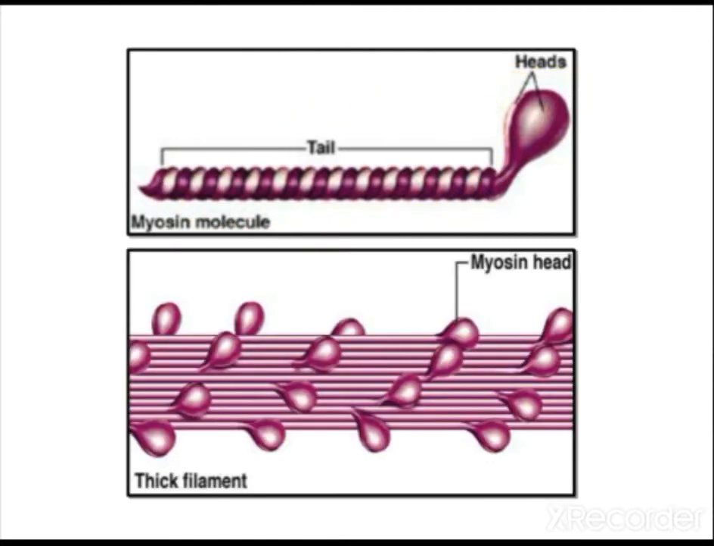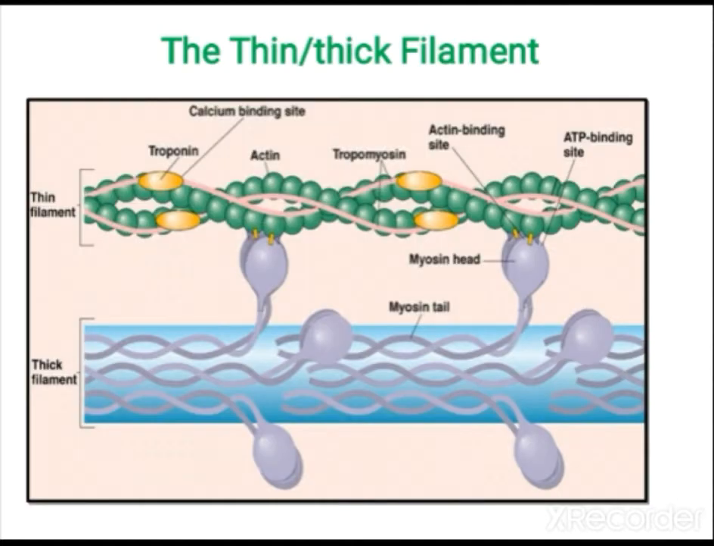All this myosin filament has been arranged together as a bundle. This is one thin filament and this is the thick filament. As you see here, the myosin head binds when it is exposed, when the troponin is removed, then automatically the active site will be exposed. Then the myosin head binds here.